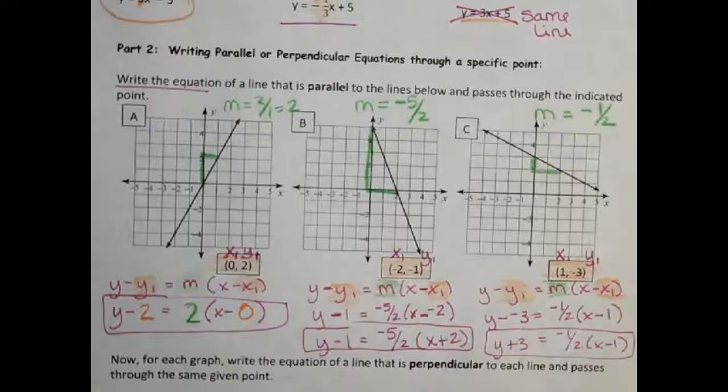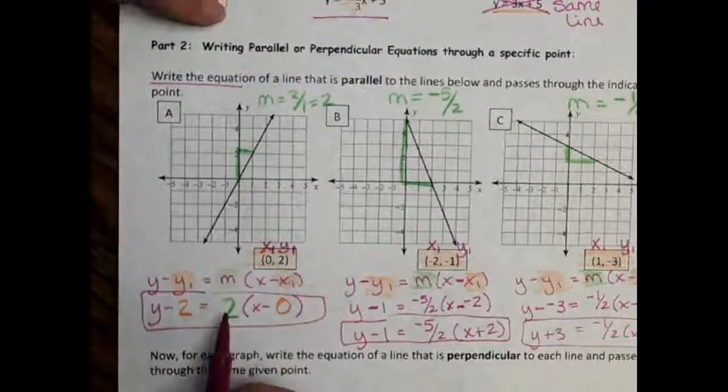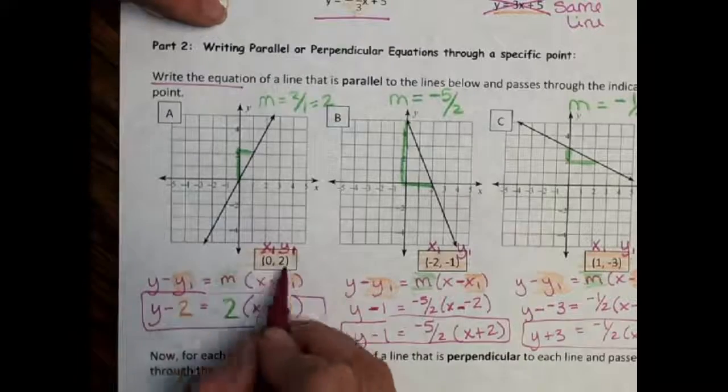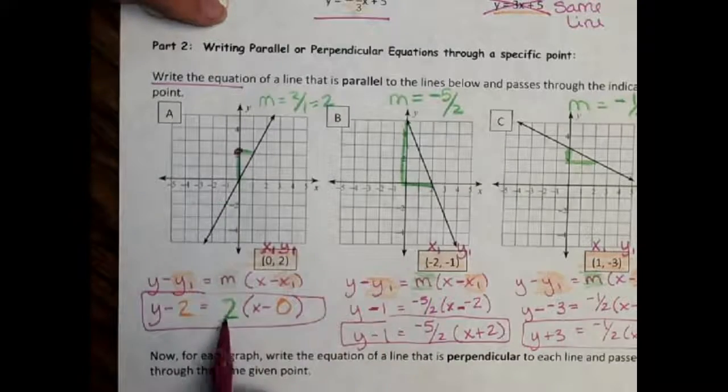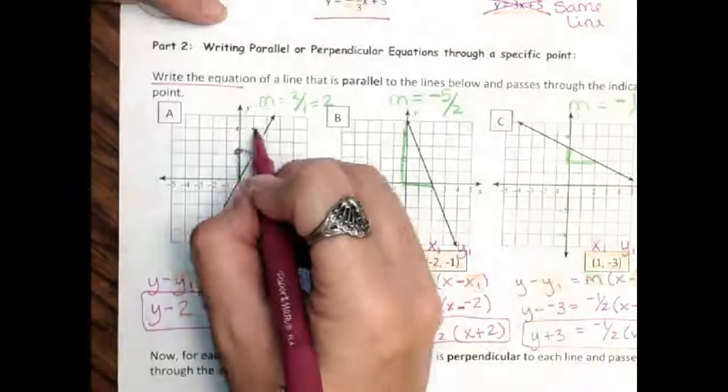Now they also want us to graph these lines that we just drew out here. So to graph these from this form, it's really easy. I just graph the point, 0, 2. That's the point they gave me. And then I graph the slope, which is 2. Rise 2, run 1.